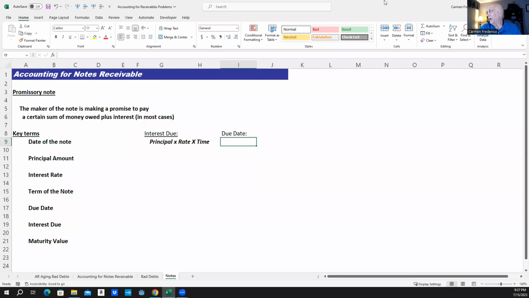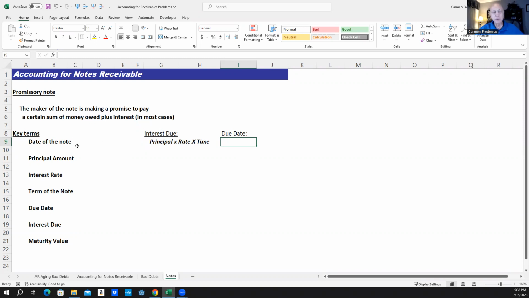And so let's take a look at that. I have some key terms here. Let's go over that before we get into the exercise. So let's call up that screen here and take a look at it. So here we have the accounting for notes receivable. It's a promissory note. Why? Because the maker of the note is making a promise to pay a certain sum of money owed plus interest in most cases. The maker of the note is promising to pay a certain sum of money at a certain period of time plus interest. Okay, so let's take a look at an example here.